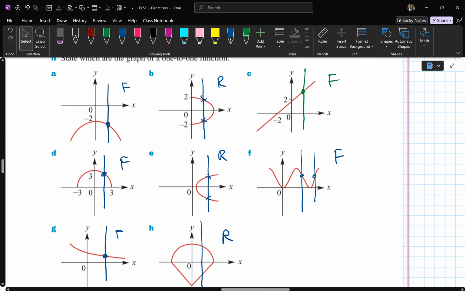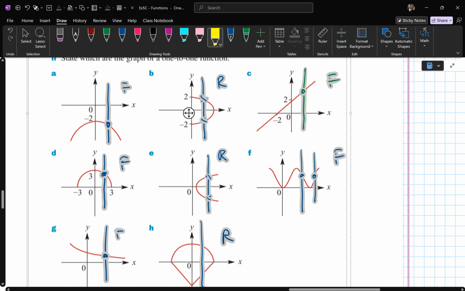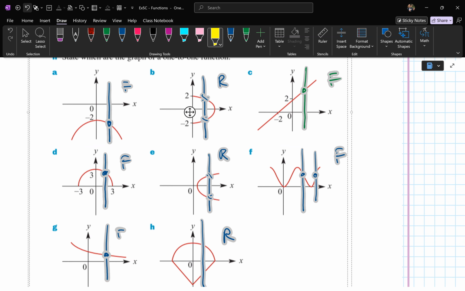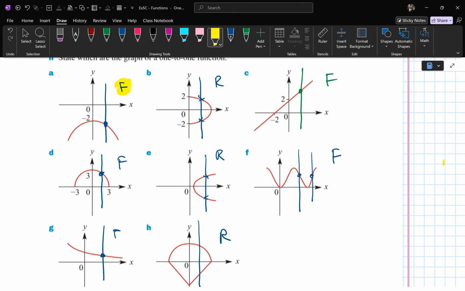Let's go back to this one. So you told me these are functions. I'm going to highlight them. You told me that's a function, function, function, function, function. Okay, so you got 1, 2, 3, 4, 5.